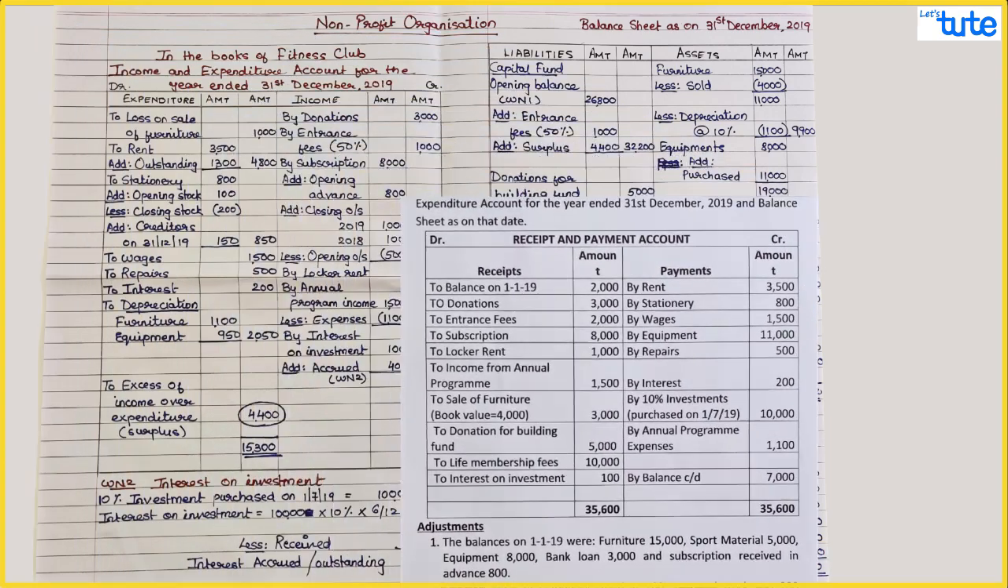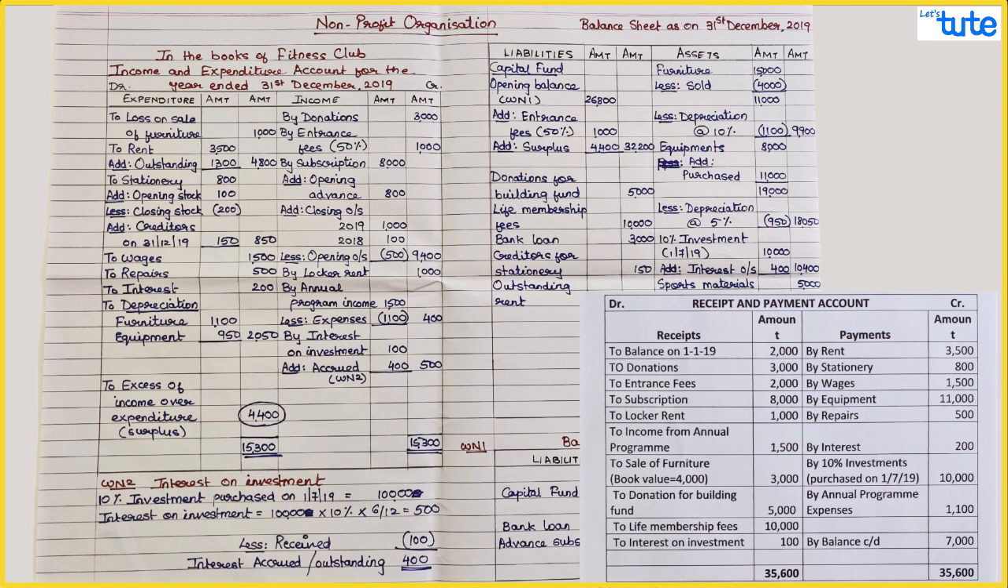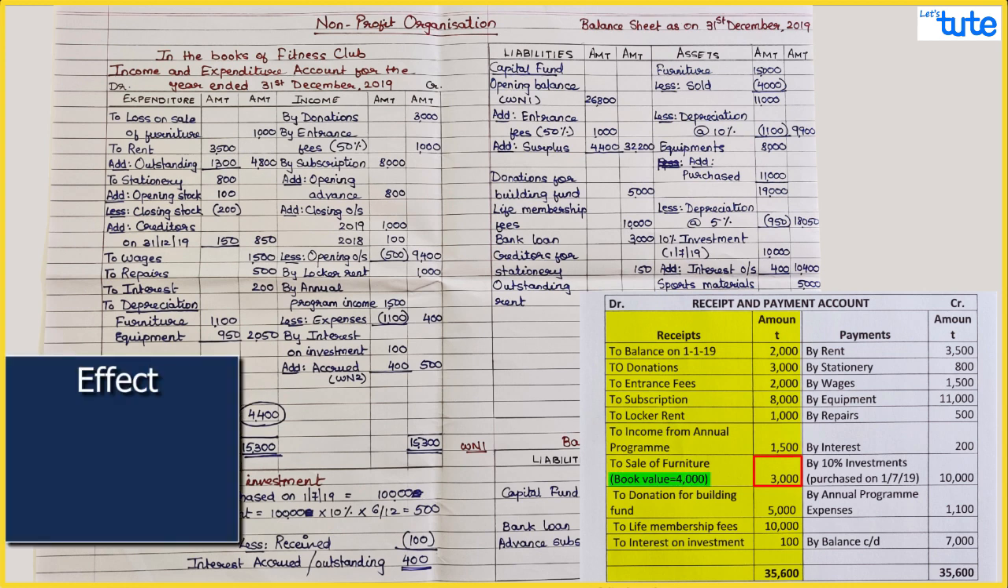Another most common item in NPO sums is receipt from sale of asset. What students generally do is that they write such sale receipt on the income side, but that is incorrect. For example, on receipt side it is given that sale of furniture amounting to 3000 and the book value is 4000. Now how will you give effect for this?